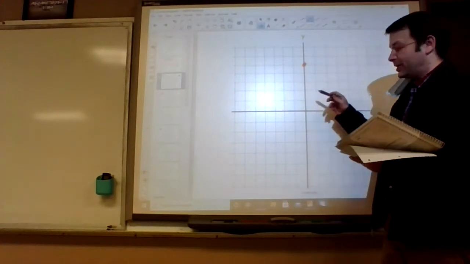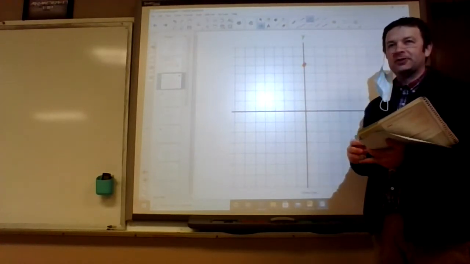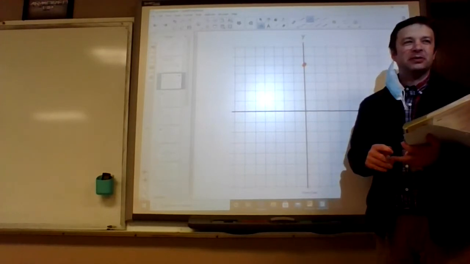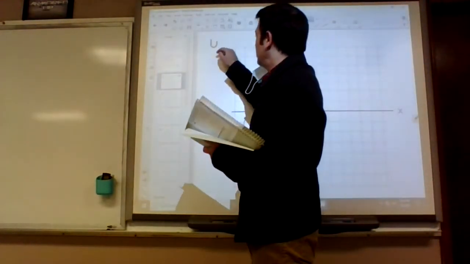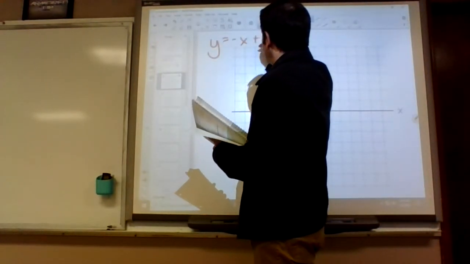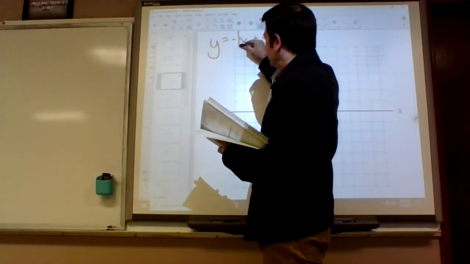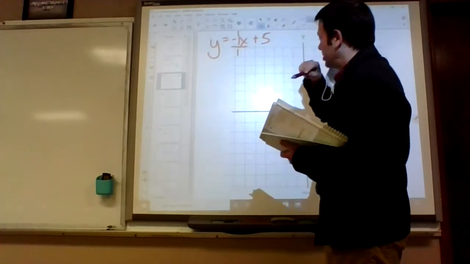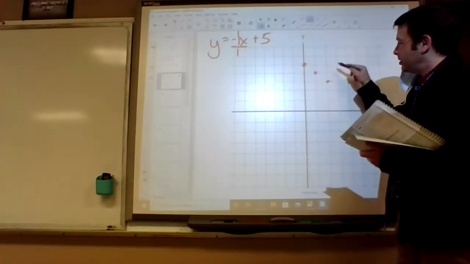Where do I go from there? Y equals negative x plus 5. Down 1, to the right. If there's no number in front of the x, it's a 1 or 1 over 1. So I go down 1, right 1. Down 1, right 1. You can go forever like that.